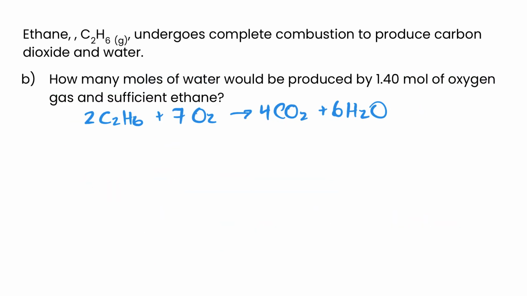Now, part B of this question asks us how many moles of water would be produced by 1.4 moles of oxygen gas and sufficient ethane. So again, let's take our highlighter. We're given moles of oxygen gas, so we're given this one this time, and we are looking for moles of water. So we're looking for this one on this side.